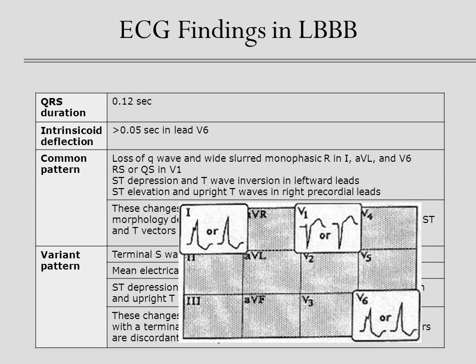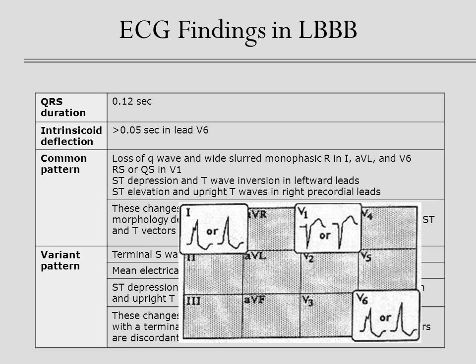Greater than 0.05 seconds in lead V6. Common pattern: loss of Q wave and wide slurred monophasic R in I, aVL, and V6. RS or QS in V1. ST depression and T wave inversion in leftward leads. ST elevation and upright T waves in right precordial leads.